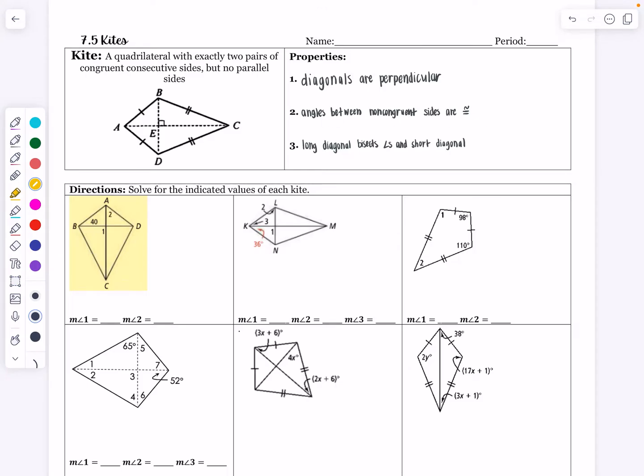Hello everyone and welcome to our 7.5 notes on kites. Many of you are familiar with kites and many of you have flown a kite before, but what is the geometric definition of a kite?